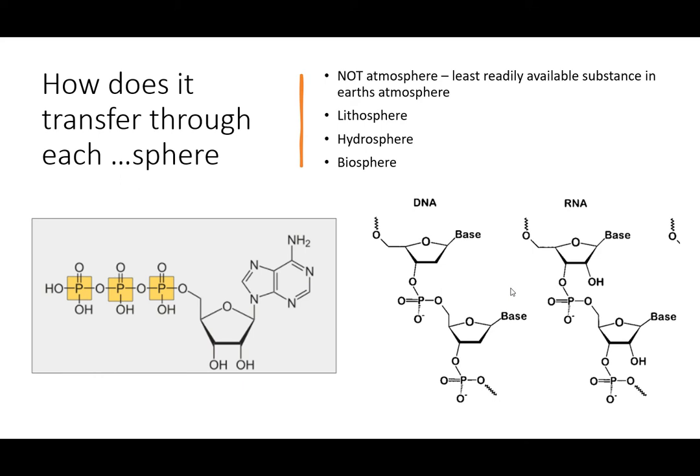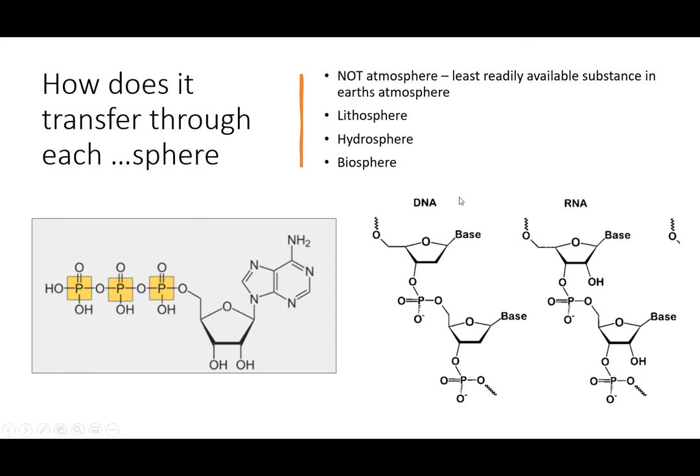So next is going to be the transfers through each sphere. As I said, the atmosphere does not have any phosphorus in it. Phosphorus is the least readily available substance in the Earth's atmosphere. But the lithosphere, the hydrosphere, and the biosphere are all incorporated in the phosphorus cycle. So the lithosphere is that starting point I was talking about. The lithosphere is when the phosphorus is solid in rock, and also when weathered down into the soil.